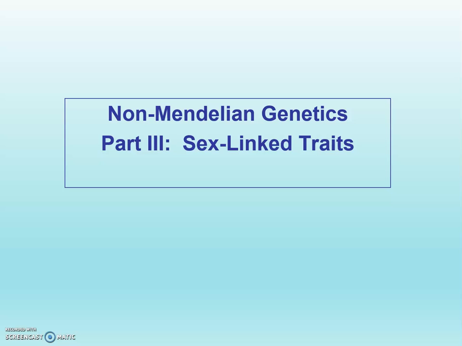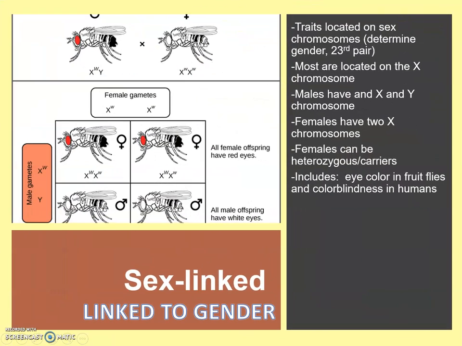On to part 3 of non-Mendelian genetics, which will be sex-linked traits. Now, with sex-linked traits, what that means is that these traits, these characteristics, are located on the same chromosomes that determine your gender. These chromosomes that determine your gender are the 23rd pair of chromosomes.